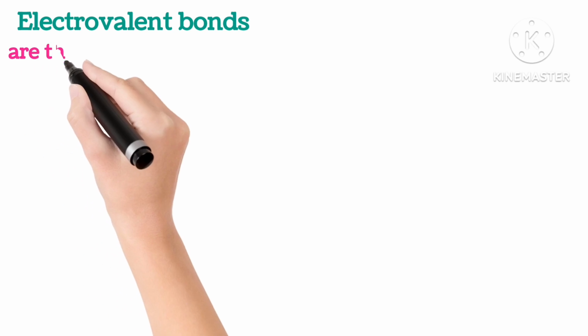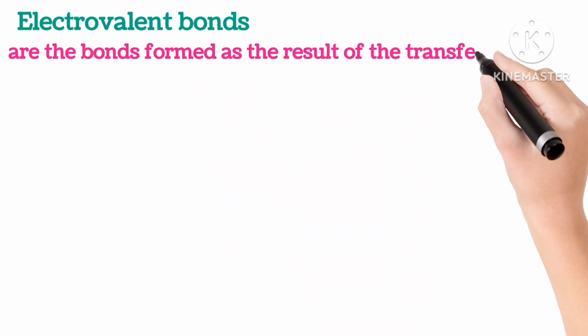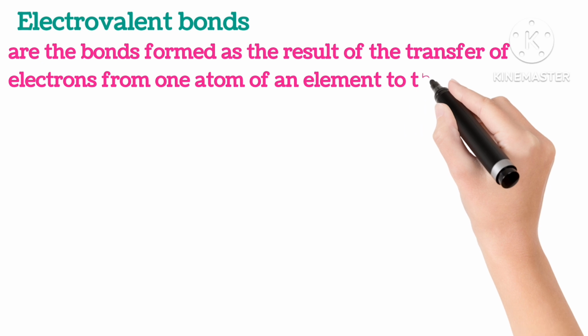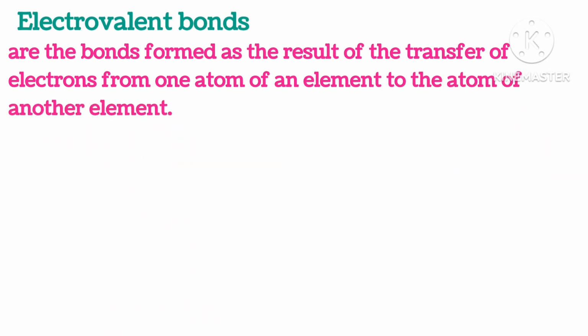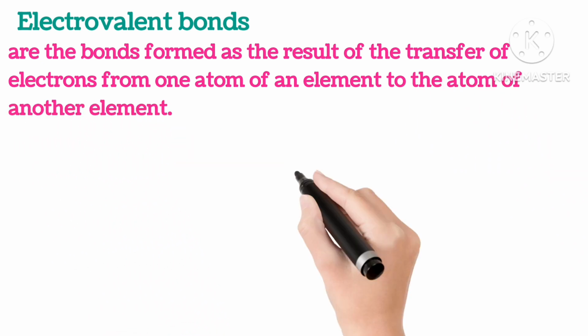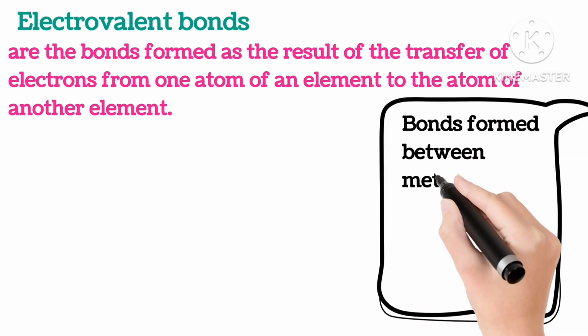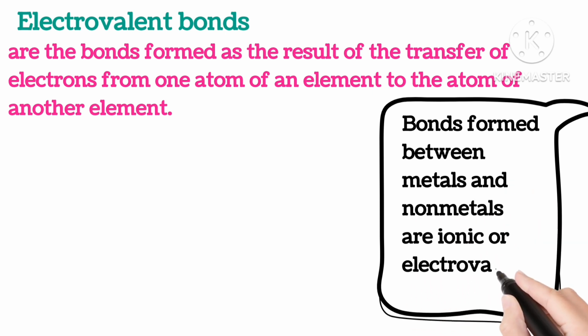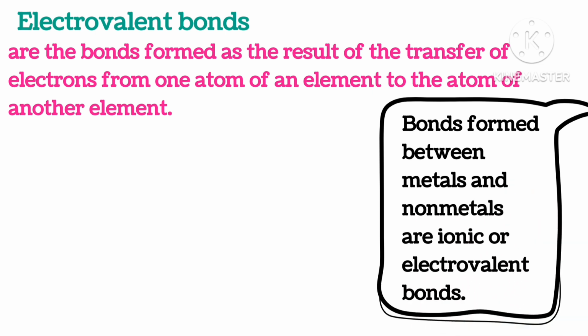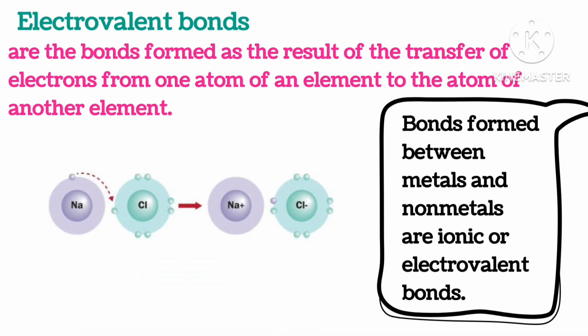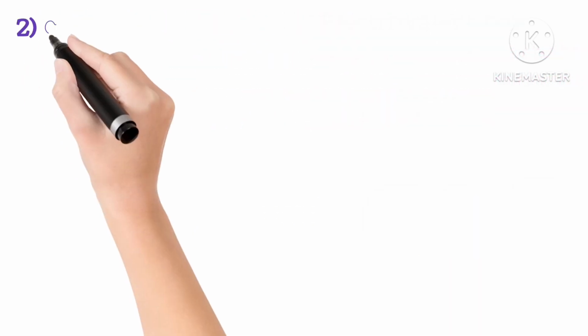Electrovalent bonds. These are the bonds which are formed as a result of transfer of electrons from an atom of an element to the atom of another element. Bonds formed between metals and non-metals are ionic or electrovalent bonds. For example, sodium gives its extra electron to chlorine and completes its stable state, and chlorine also completes its stable state by accepting one electron. Thus they form sodium chloride.